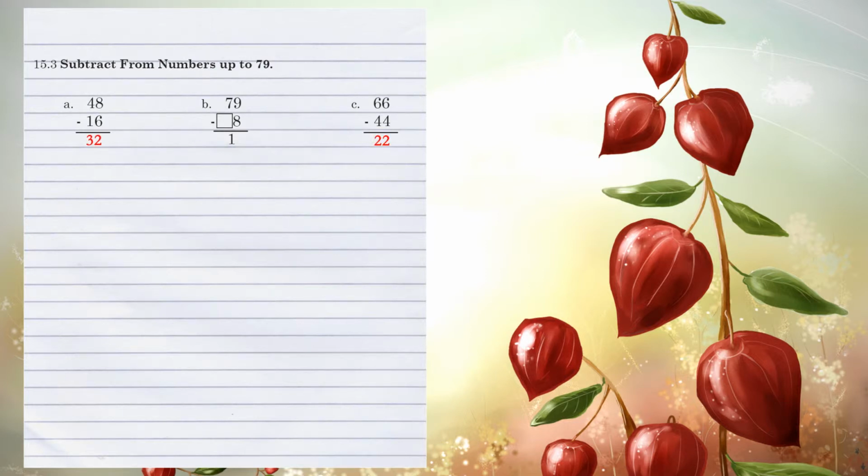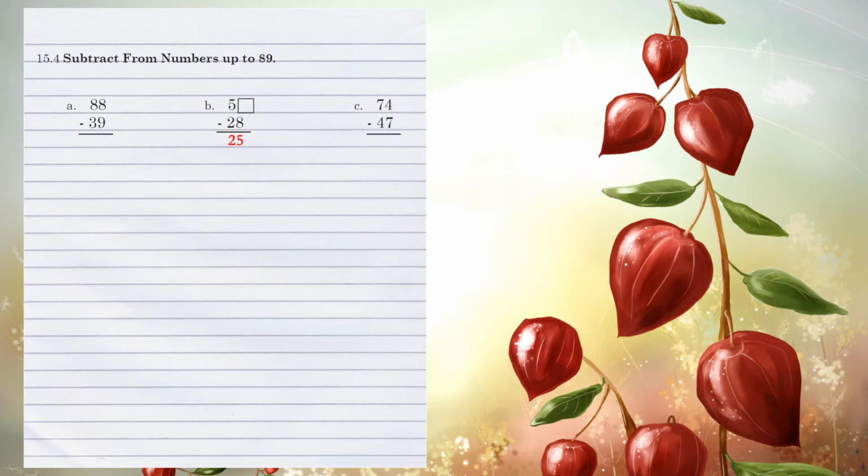Let's look at example B. 9 minus 8 is in fact 1. But there's nothing in the tens column in my answer. Therefore, that means it was a 0. So what would I have to subtract from 7 to make 0? Our missing number is 7.